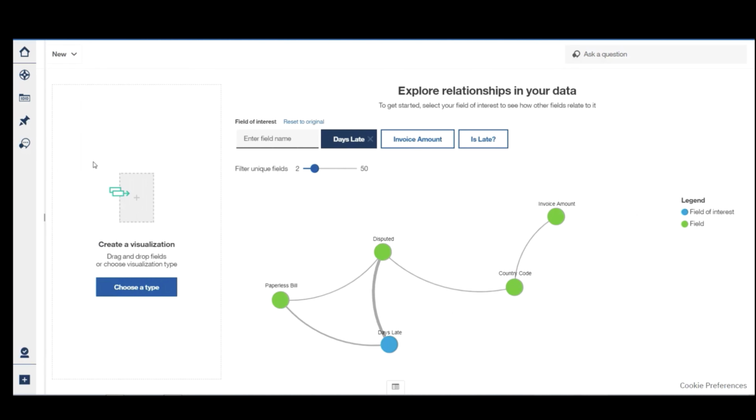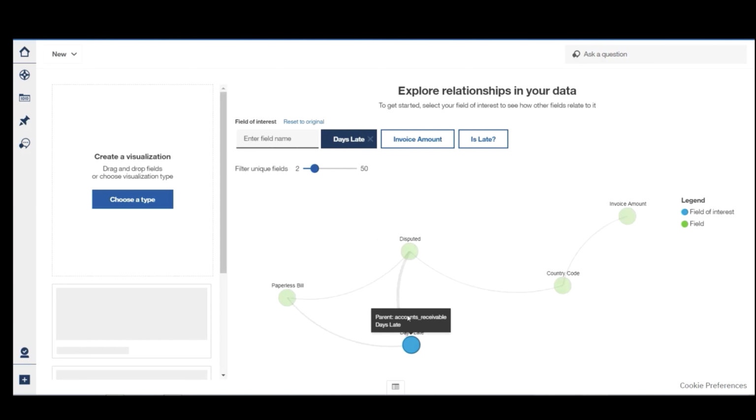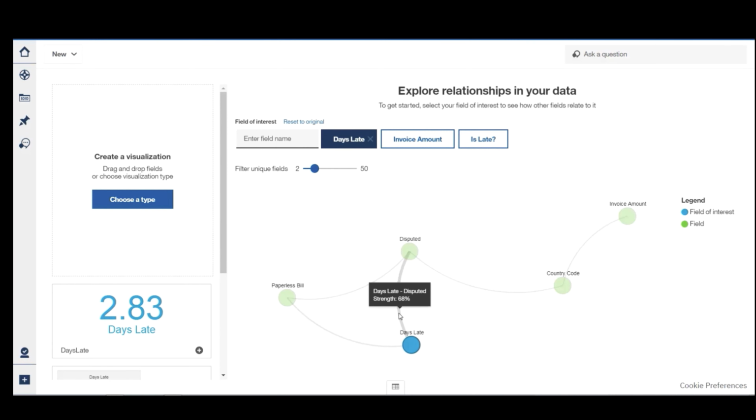So, of the days late, do I have disputed? Am I looking at paperless billing? Maybe the location, the amounts? All of those relationships are going to be factors that are going to drive why my numbers are coming in or my invoices are being paid late. So I'm going to go in here and start looking at this.